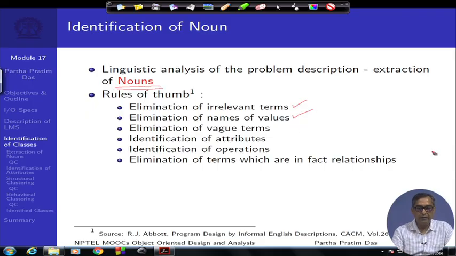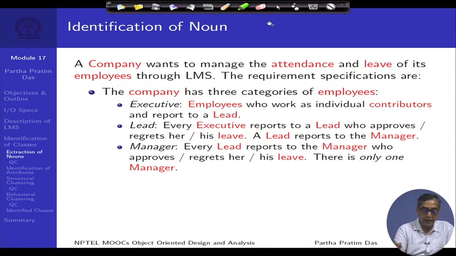We will try to eliminate the names of values, as they may not give us classes. We will eliminate vague terms, but we will certainly try to focus on identifying which nouns represent attributes and operations, so that they can be grouped into classes and so on. We may also eliminate certain nouns which represent relationships and take them up when we are actually talking about relationships. So, let us get ahead with this exercise.